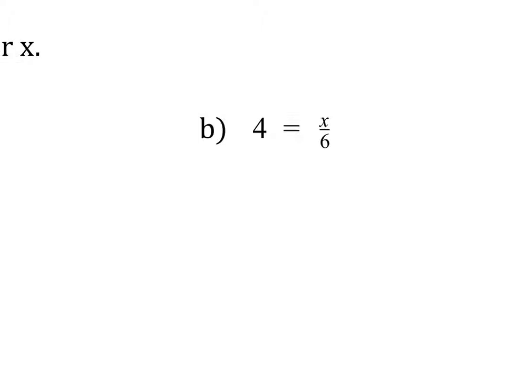All right, let's try this one. Here I have 4 equals x divided by 6. So here's my variable, and here's the number I need to move. The inverse of division is multiplication. So I'm going to multiply both sides by 6. 6 times 4 is 24. And here, 6 divided by 6 is 1. So what we're left with again is just 1x.